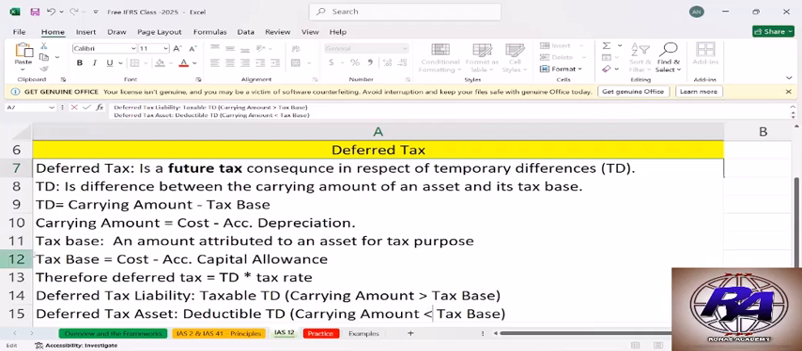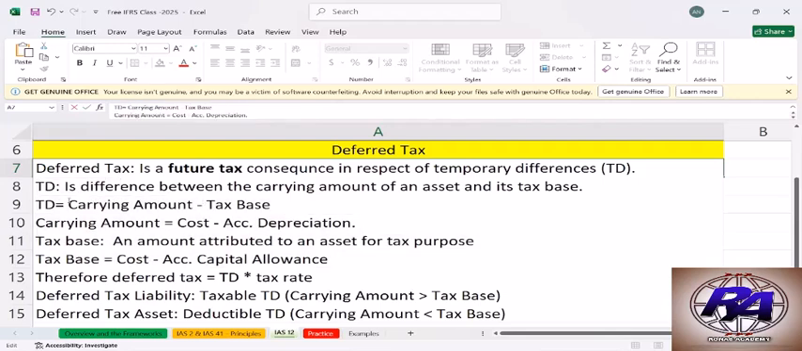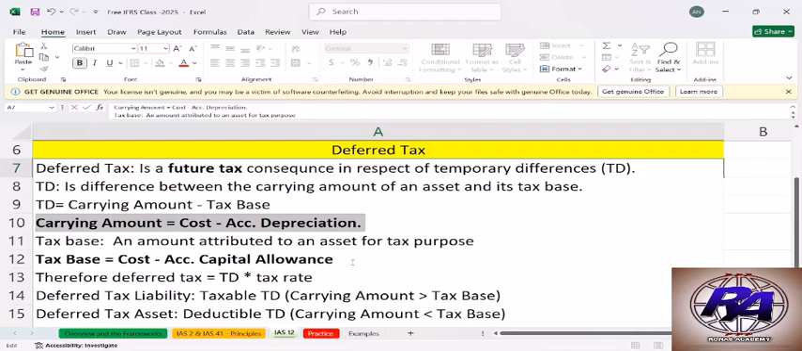So from tax base up to our temporary difference, I think it's fine, right? For us to get our temporary difference, remember, it is the difference between the carried amount and the tax base. You would have determined your tax base by using the simple formulas I've established over here. Our tax base is going to be the cost of the asset minus our capital allowance. We are going to take an example very soon. Then our carried amount is going to be the cost of the assets minus accumulated depreciation.